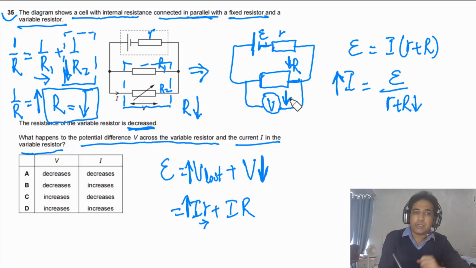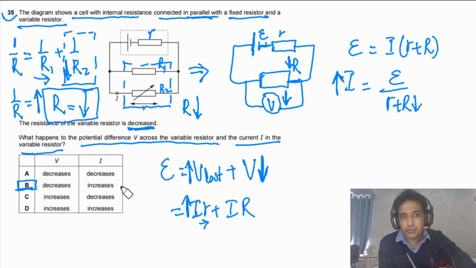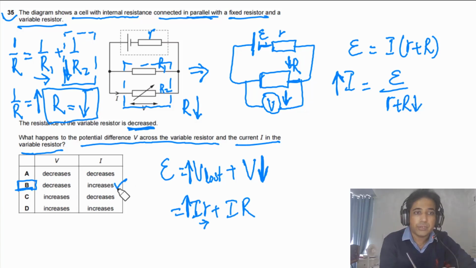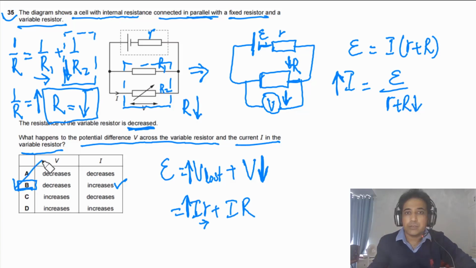And current in the circuit increases. So the current passing through this one also will increase. Current passing through this one will also increase. So it means that the answer for this question should be B, because V decreases, I increases, but they do not decrease and increase by the same amount. So I should increase. So the answer for this question is B.